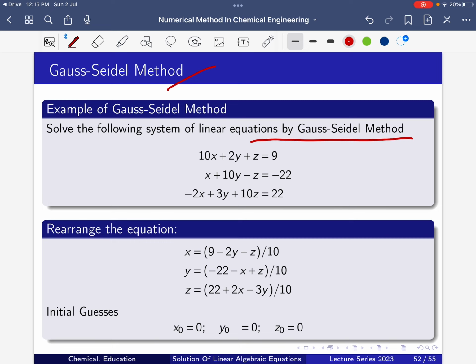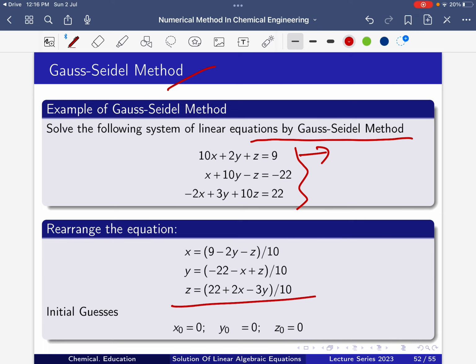So we are taking the same system of linear equations, and I am using the Gauss Seidel method to solve this system. Now again, a rearrangement will be done. So x will be (9 minus 2y minus z) by 10, y will be (minus 22 minus x plus z) by 10, z will be (22 plus 2x minus 3y) by 10. So this is the rearrangement.